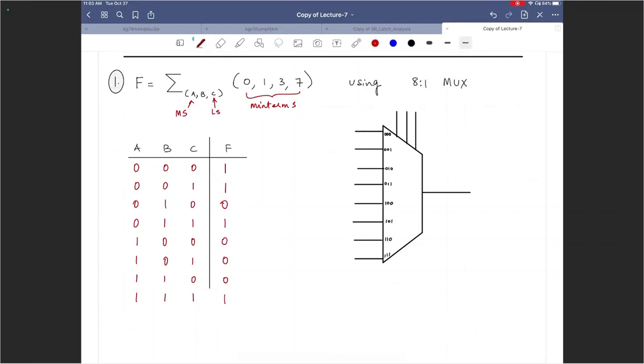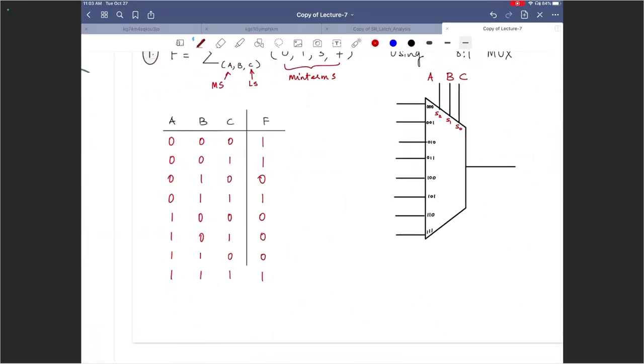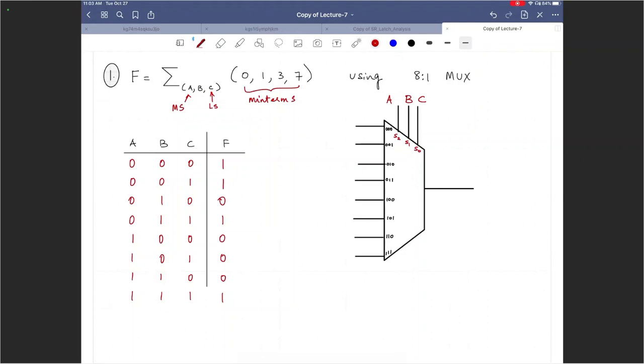Now, let us see what happens if I choose the select inputs in exactly the same order as the inputs to the function. Let us see what happens if I connect A, B, C over here. Those are my three select lines, S2, S1, S0. I have connected the most significant select to A, and the least significant select to the input C. And what I'm simply going to do is take my function f, copy it from here, and paste it over there. And I'm claiming that my function f is done. I have synthesized it.